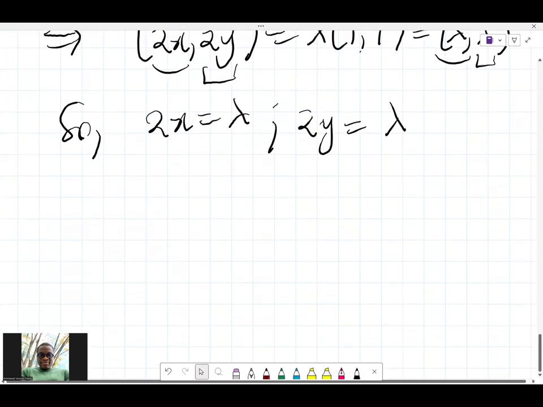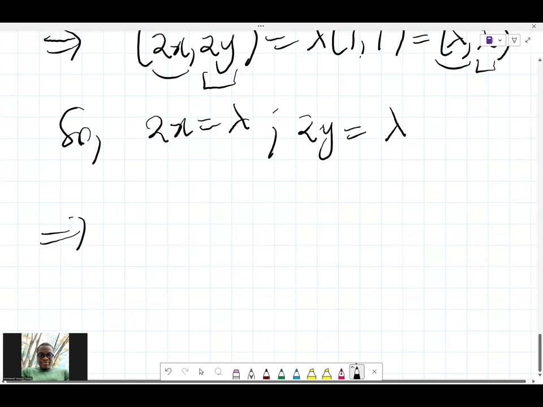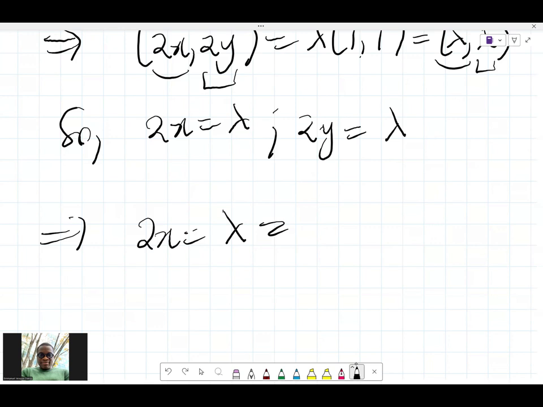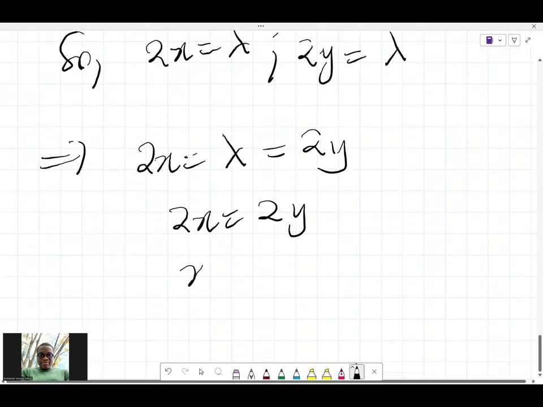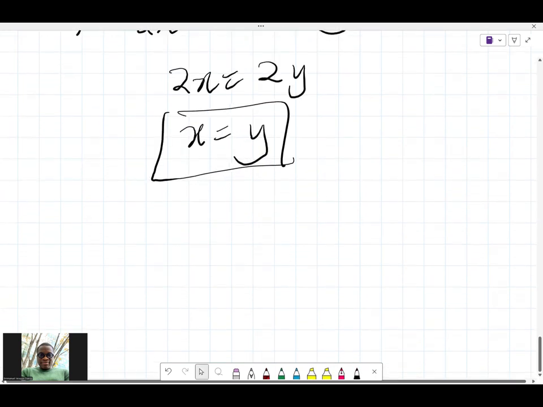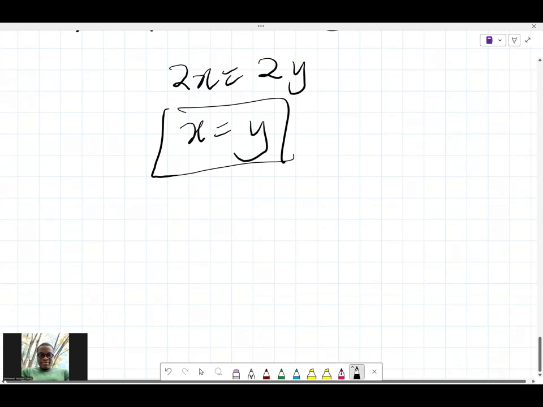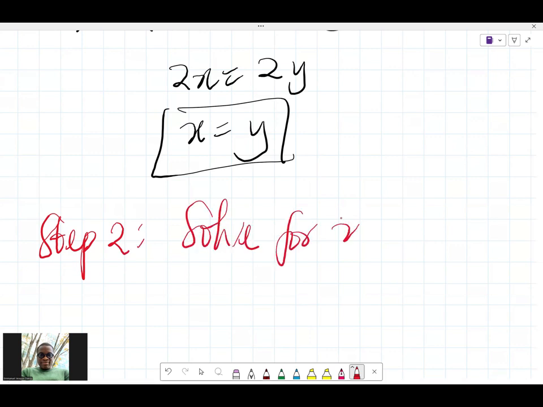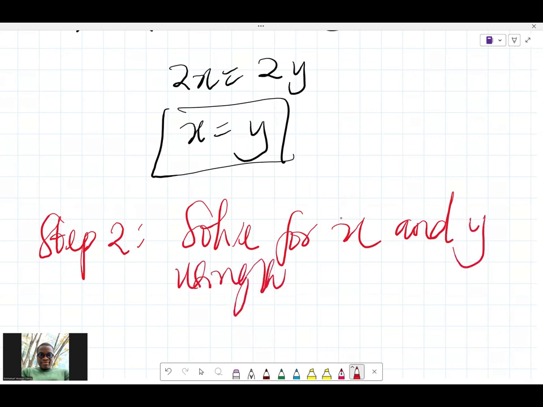Since 2x is equal to lambda, which is equal to 2y, we can say that 2x is simply equal to 2y. If you divide through by 2, then x is equal to y. This is fundamental in the whole thing. So we have got the derivative conditions that way, and we go to step 2, where we solve for x and y using the constraint.